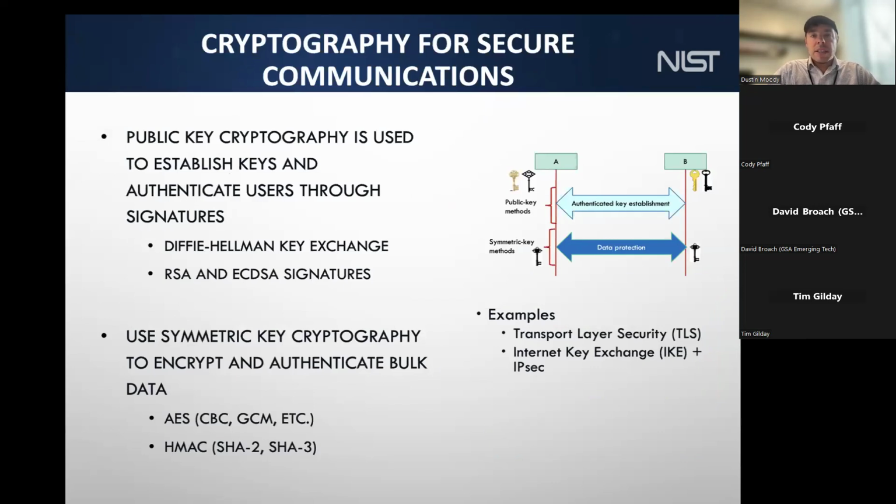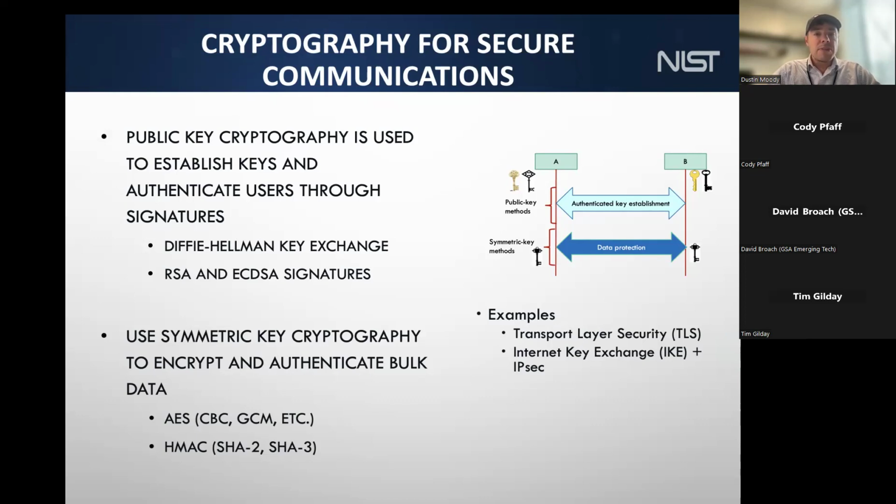So today, we'll be focusing more on public key cryptography. It gets used in a variety of ways. One of the main usages is to establish a shared key with another party. And then once you've established that shared key, you can switch over and use symmetric key cryptography to encrypt more of your data. This is often done in internet protocols like TLS or IPsec.